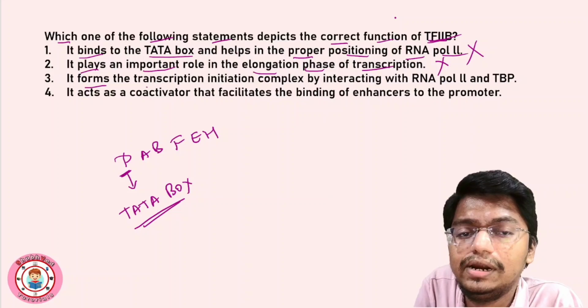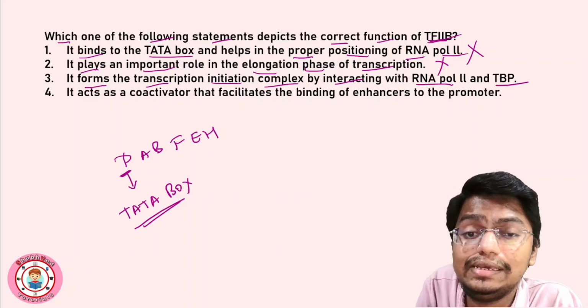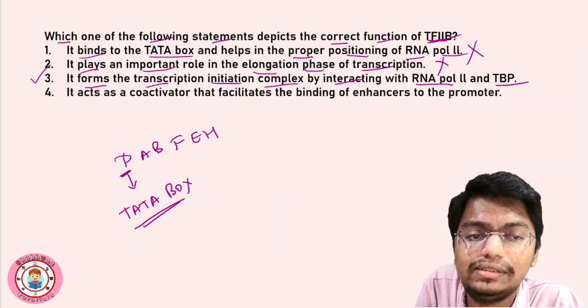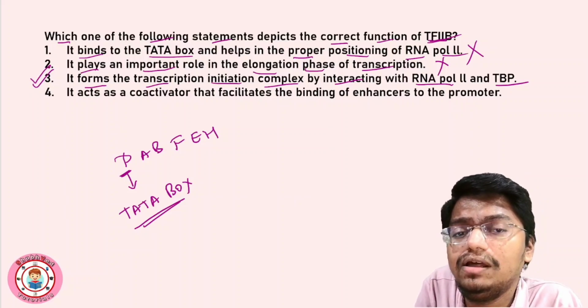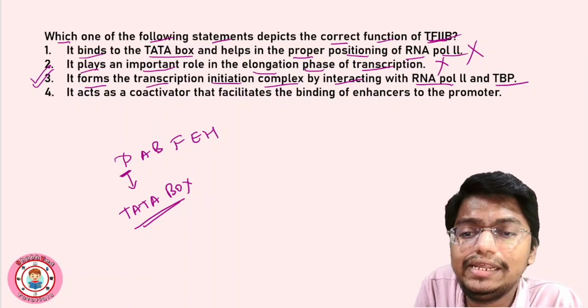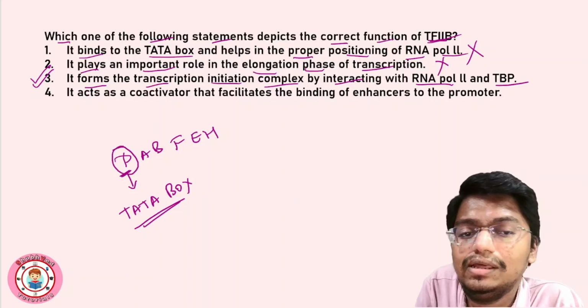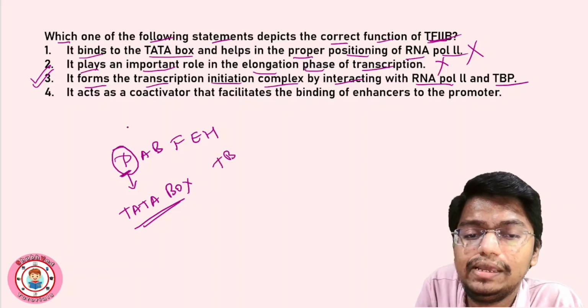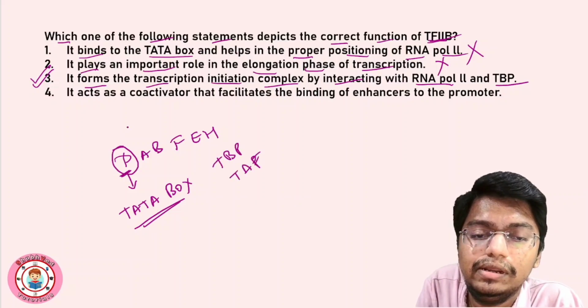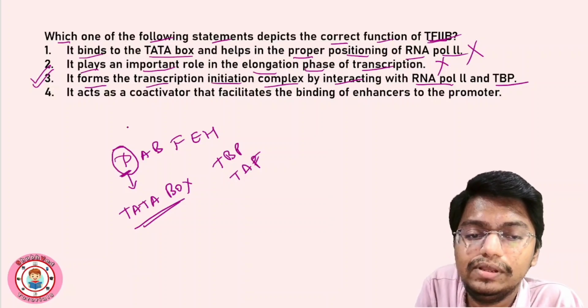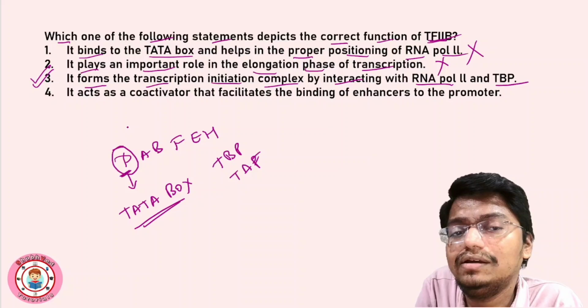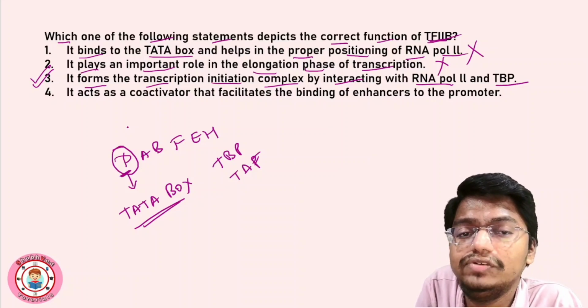It forms the transcription initiation complex by interacting with RNA pol 2 and TBP. यस, ये हो सकता है, राइट? दिस इज करेक्ट. तो ट्रांसक्रिप्शन इनिशिएशन कॉम्प्लेक्स का पार्ट है, राइट? इंटरैक्ट्स विथ आरएनए पॉलीमरेज 2 एंड टीबीपी, राइट? एंड टीबीपी इज व्हाट? टीबीपी हेल्प्स, जो डी है फर्स्ट ट्रांसक्रिप्शन फैक्टर, इसके साथ एसोसिएटेड है टीबीपी एंड टीएएफ, राइट ना? एंड बी कैन हेल्प इन द प्रॉपर फॉर्मेशन ऑफ इनिशिएशन कॉम्प्लेक्स. तो यस, ऑप्शन 3 करेक्ट हो.